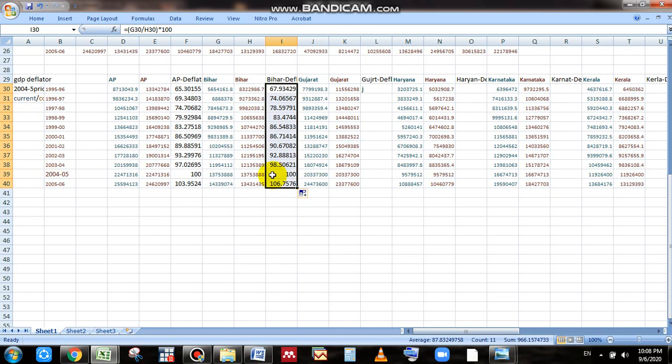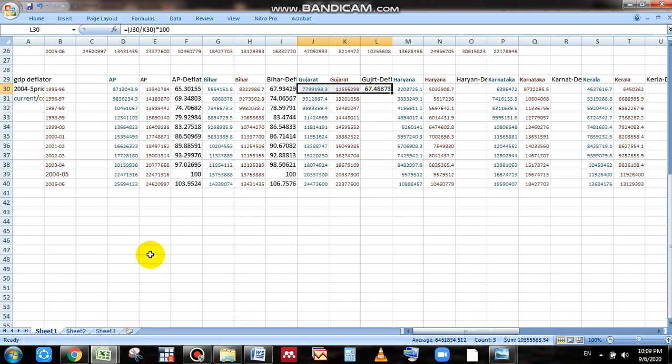In the case of 2004-05, we have seen that the GDP deflator is 100 and 100, because 2004-05 is the base year. Similarly, for all other states like Gujarat, we can calculate using the same formula: current divided by constant, then star into 100, enter. So this is all the GDP deflator.